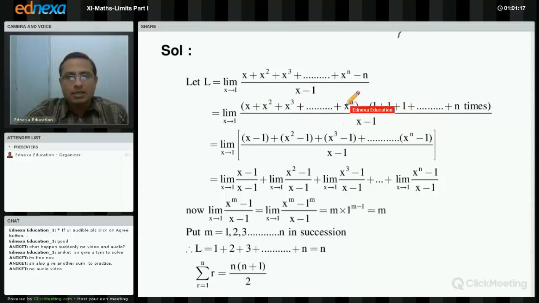Now, the next step is important. x square, x cube up to x raised to n. How many terms are there? n terms. So I will give this minus 1 to each of these n terms. Why minus 1? Because there is a minus sign before the bracket. So x minus 1 I have put in one bracket, then x square minus 1, x cube minus 1, up to x raised to n minus 1. x plus x square plus x cube plus x raised to n as it is. Minus 1, minus 1, minus 1, how many times? n times. So minus n.